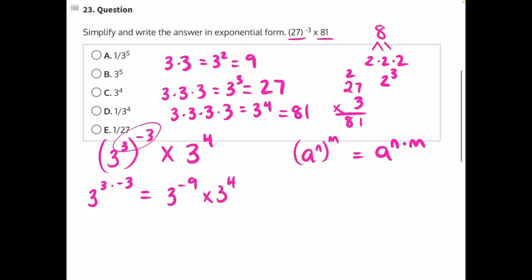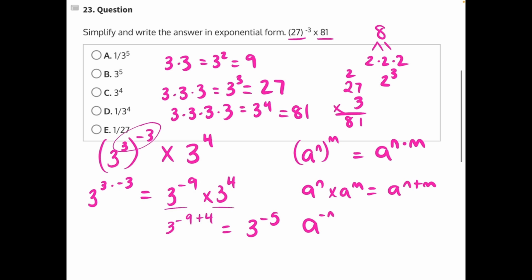And now the law of exponents says that if you have like bases and you are multiplying them together, you can add their exponents. You can add their exponents. So this is the same thing as 3 to the negative 9 plus 4, which will give us 3 to the negative 5.